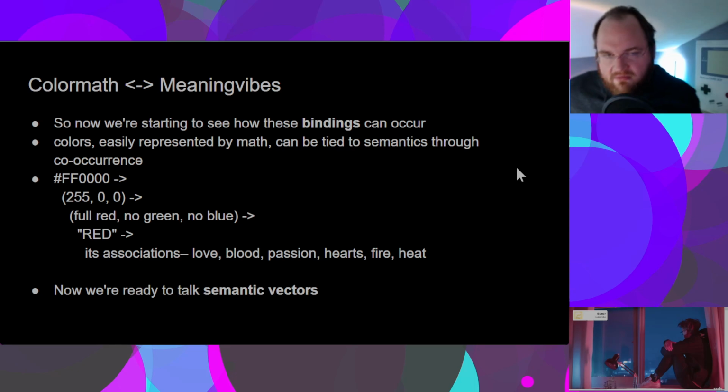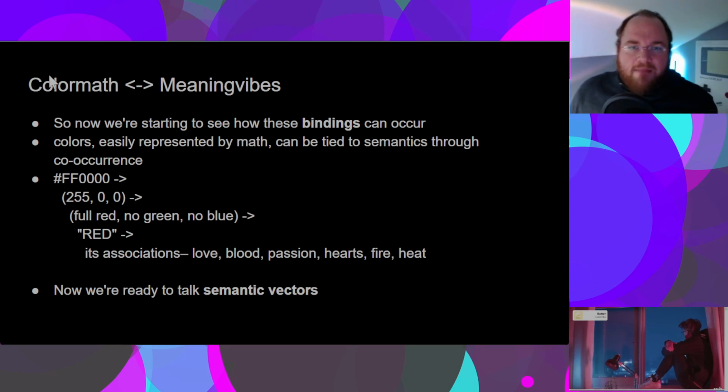So, we can explore that again. Color math to meaning vibes, right? So now we're starting to see how these bindings can occur. Not that they're perfect, not that they're all rigidly well defined, but that we can trace the possibility, right? And this is sort of how this approach to modeling semantics begins.